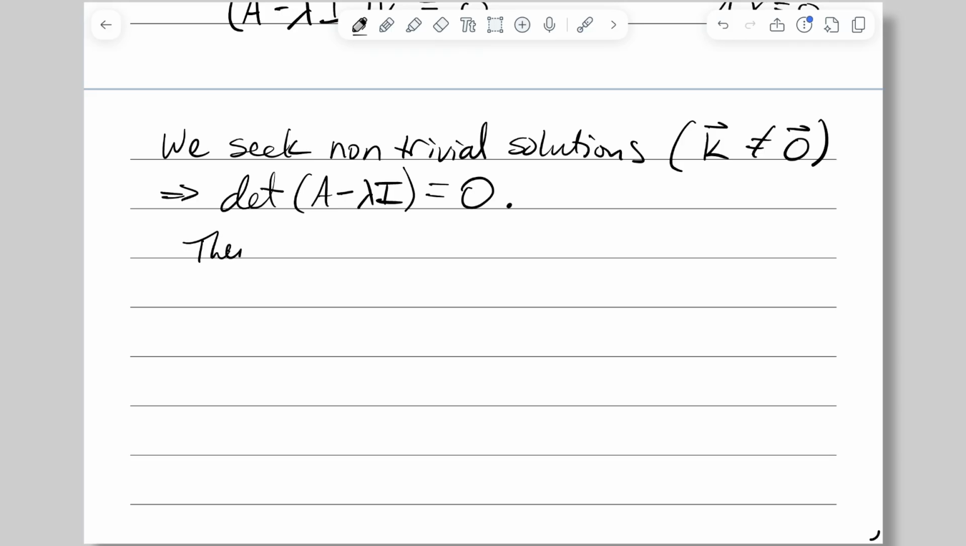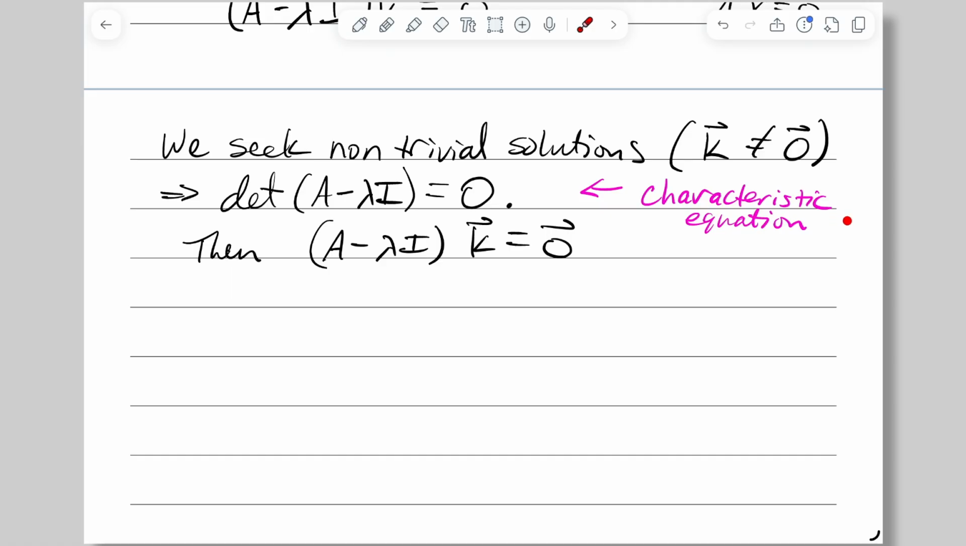Once we have the solution to the equation, then we kind of work backwards a little bit. A minus lambda I times k is equal to 0 gives us a system, and k then becomes an unknown vector that we're looking for. This equation, determinant of A minus lambda I equals 0, is called the characteristic equation. It's actually the characteristic equation for the matrix A, but for our purposes, we're going to call it the characteristic equation for the system. The solution to the characteristic equation gives us lambda, and then once we have lambda, we use it to find k.